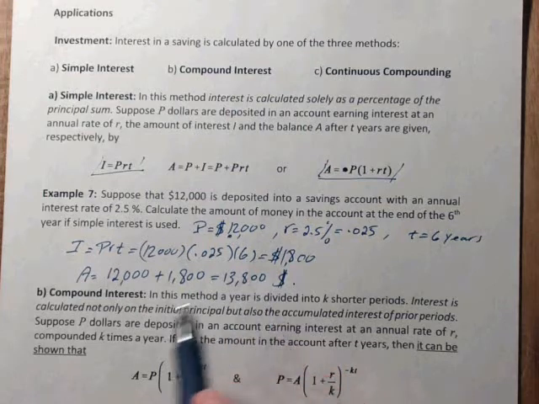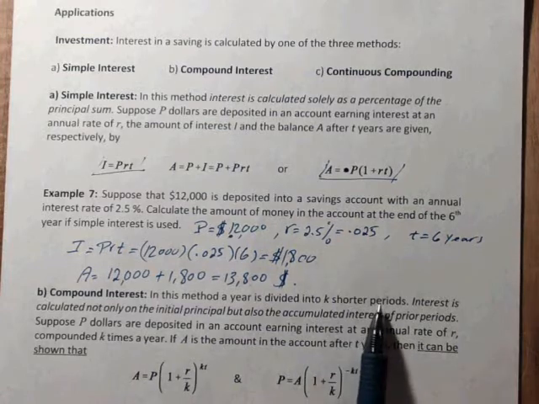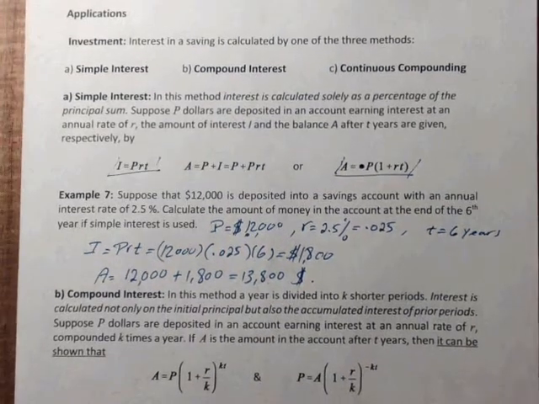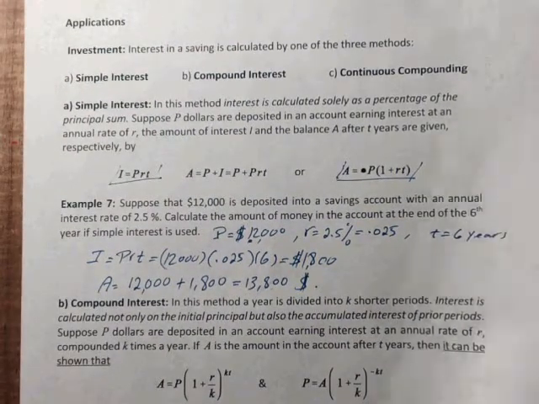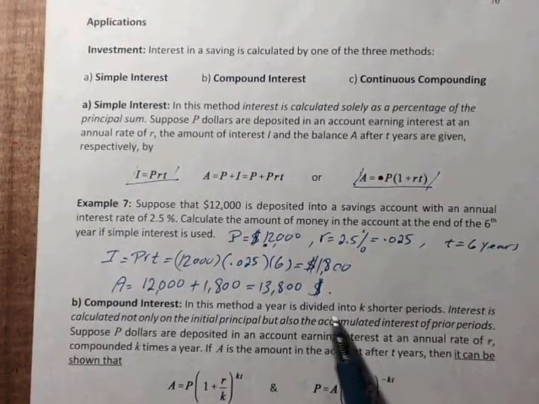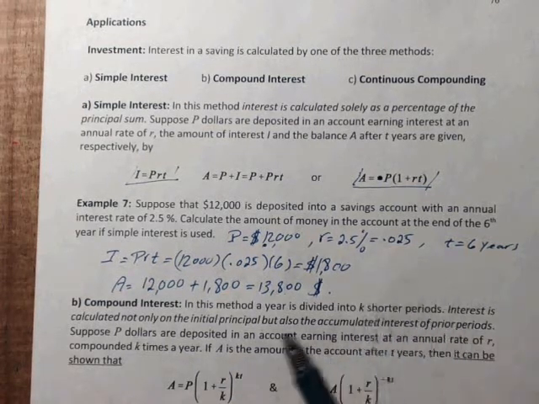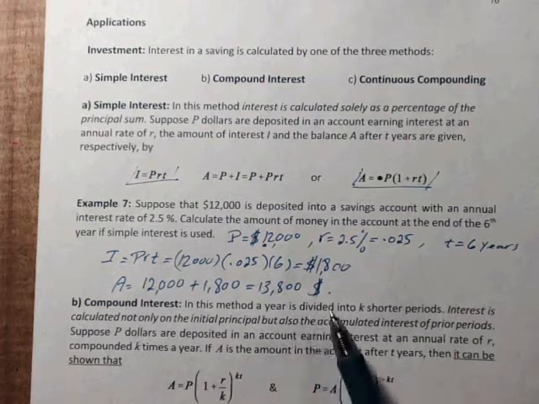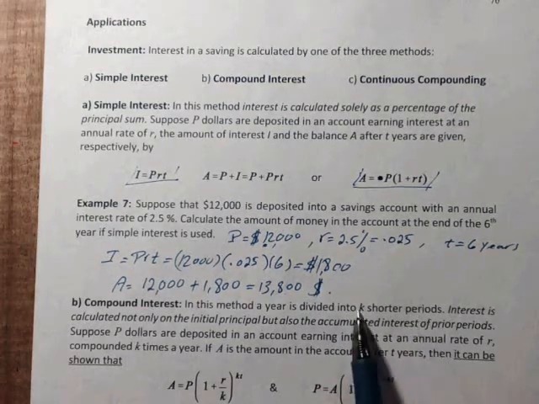Okay. Now, what is compound interest? Compound interest is a method where a year is divided into k shorter periods. For example, you do it every month, so you do it 12 times. You divide it into 12, so they call it monthly. If you do it compounded monthly, that means you divide 1 year into 12 months. Or if you want to do it weekly, it's 52 weeks. You do it every week. Or if you want to do it daily, you do it every day. So you divide a year into k shorter periods, whatever that k is.